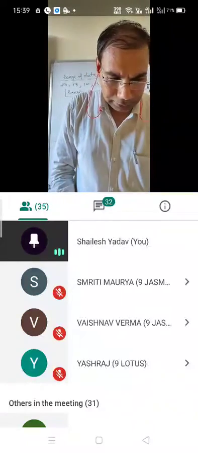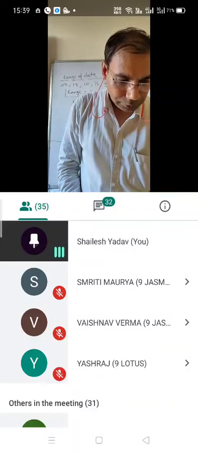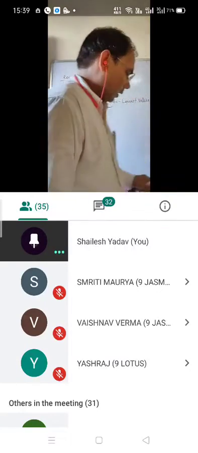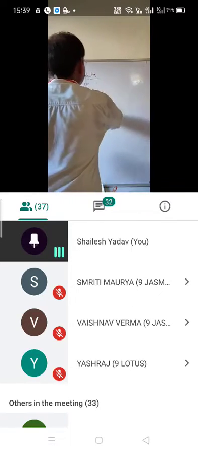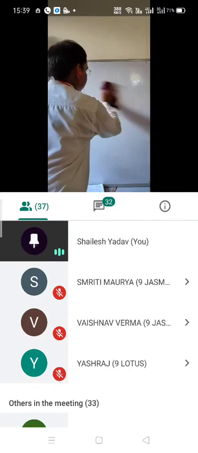That is given in exercise 14.2. I think that is a very simple exercise. You only need to represent the data with the help of tally marks, so that can be represented.